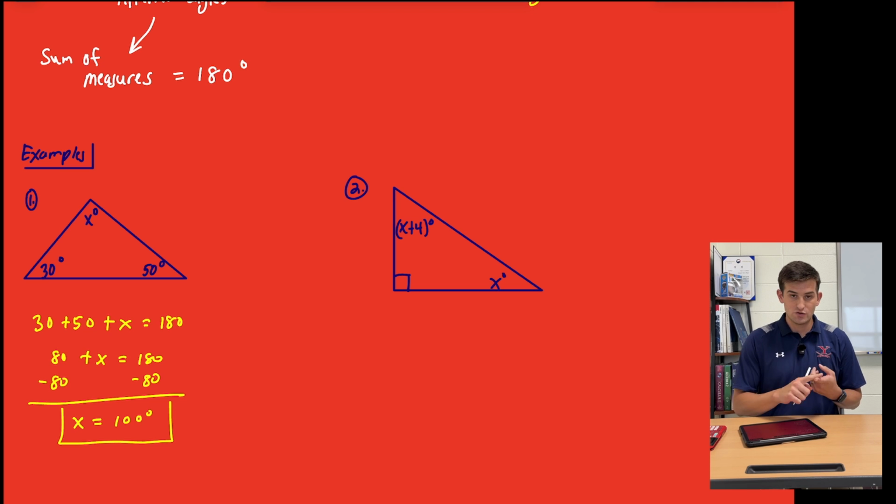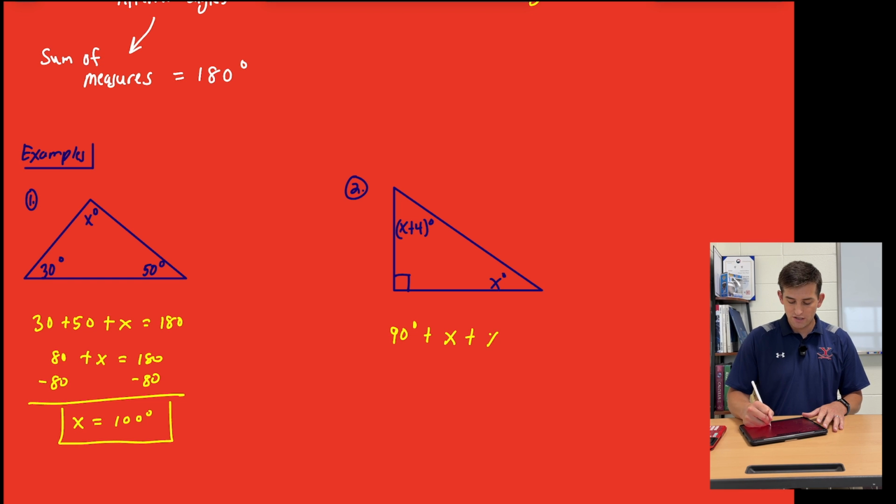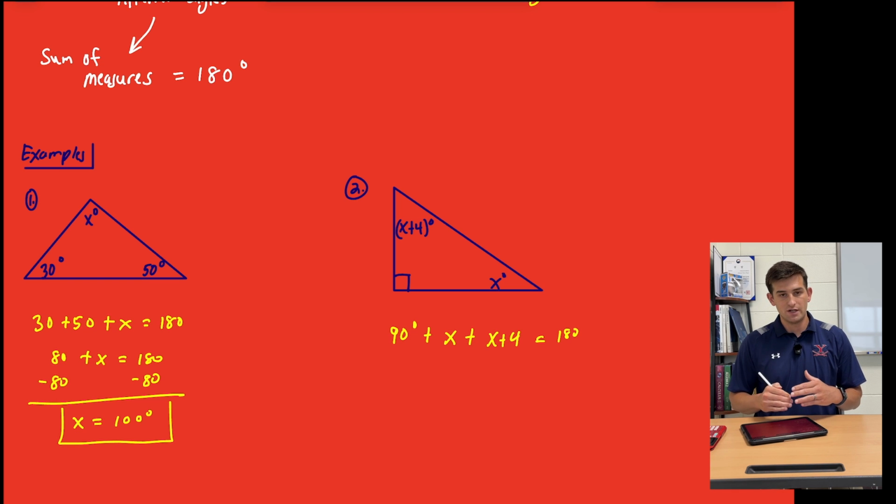So we could check that. 100 plus 30 is 130, plus 50, 180. That satisfies our equation, or our triangle sum theorem, that states that those three angles inside the triangle should add up to 180 degrees. All right, number two, we have a couple differences here. First, we see this box here. That means that is a right angle, which means it is 90 degrees. Then we have x again, but now we have an expression, x plus 4. Once again, all of those are supposed to equal 180 degrees.